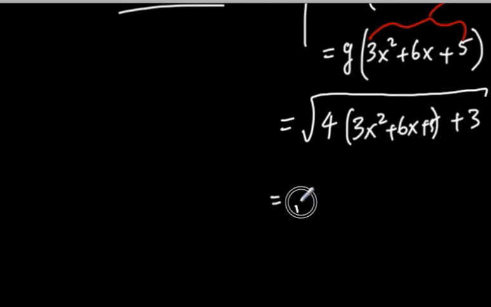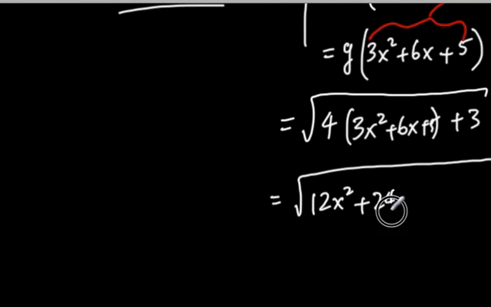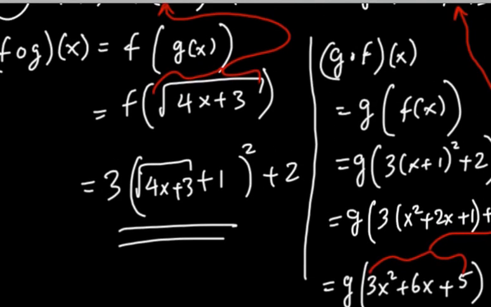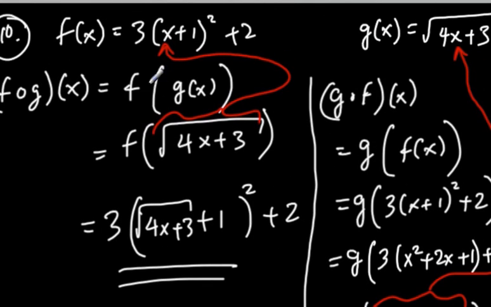So it's equal to the square root of 12x squared plus 24x. Now 4 times 5 is 20, and 20 plus 3 is 23, so I'm just going to write plus 23. And that's our solution for g of f of x. All right, so now we're done with the compositions of functions. I'm going to move on to section 2, which is finding the inverse. So let's do section 2.